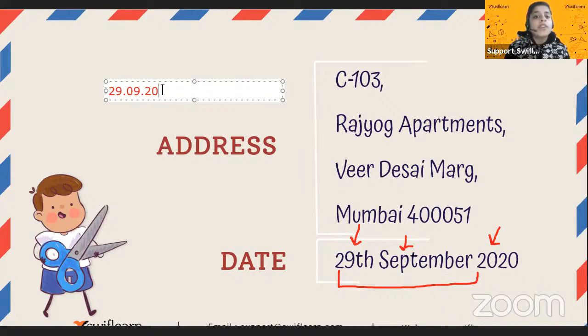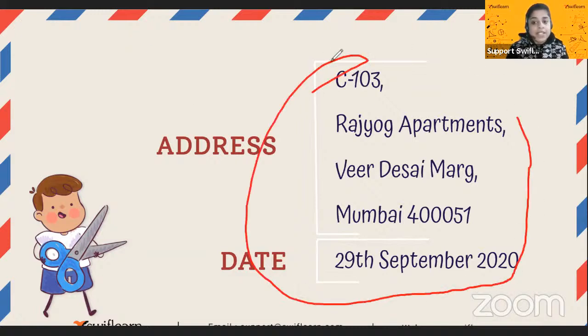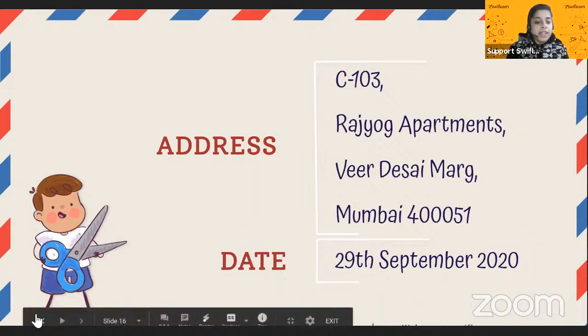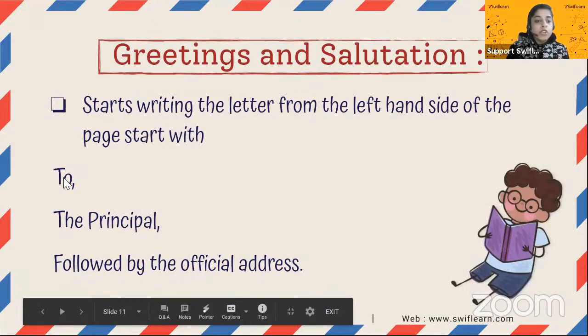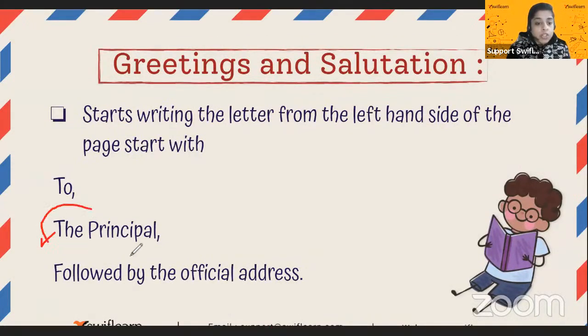So now I told you how to write your address and date on the right hand side. You can see this is the right hand side corner of your page. After writing the address and the date, what you are going to do? You will be writing the 'To', then the salutation. Salutation means to whom you are writing the letter. You are writing the letter to the principal. So you have to mention it here, the principal, followed by the official address.